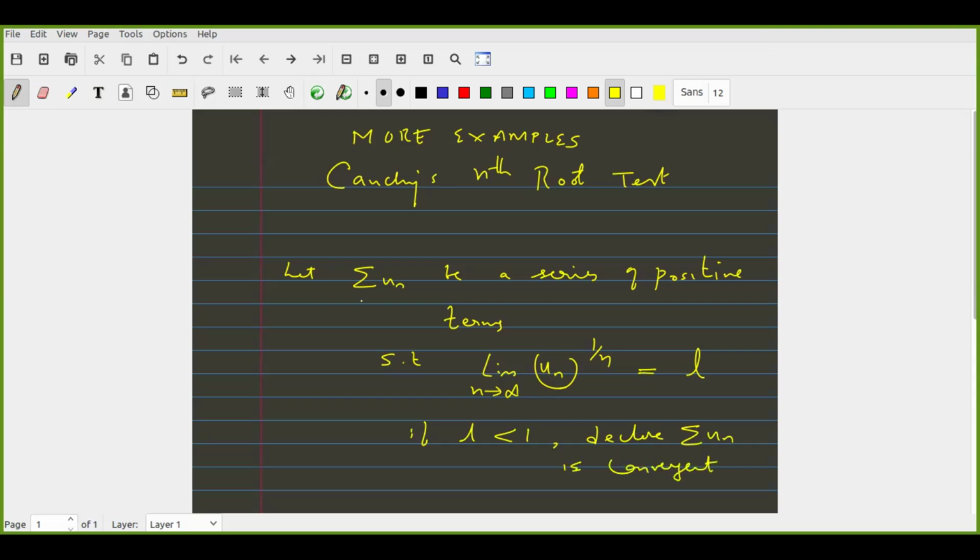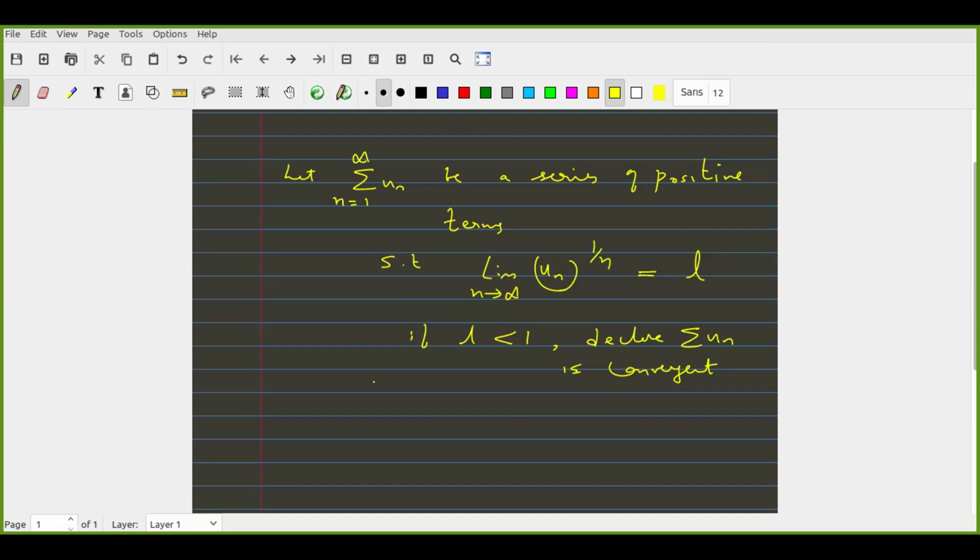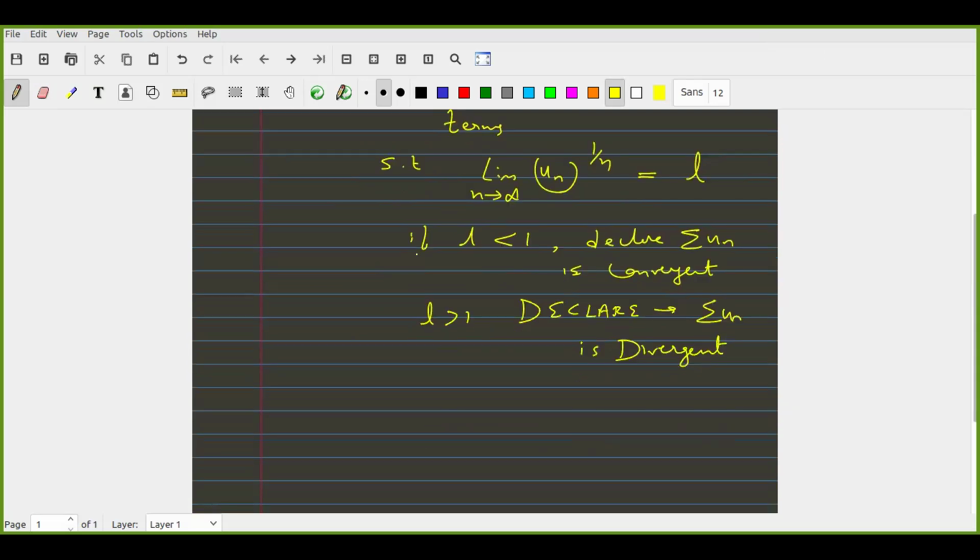Again, as usual, our series starts with n equal to 1 to infinity. Else, if L is greater than 1, we declare summation un is divergent. Of course, if it turns out that this limit is 1, then we don't have a clue, so the test fails. So let's look at a quick example.